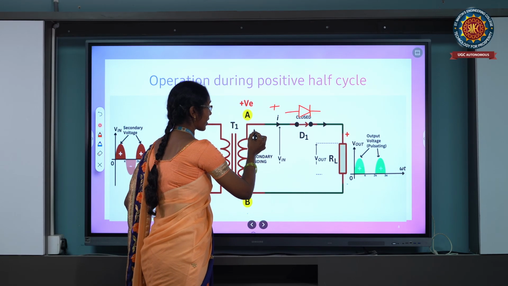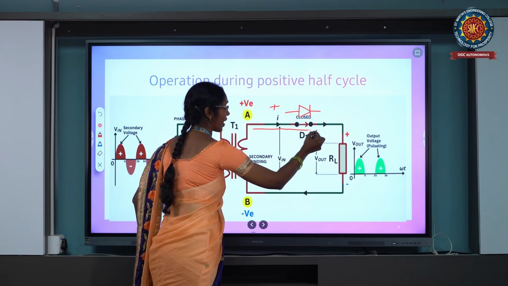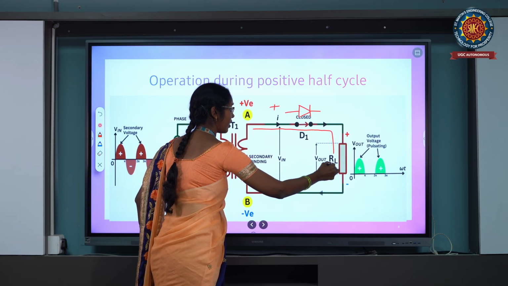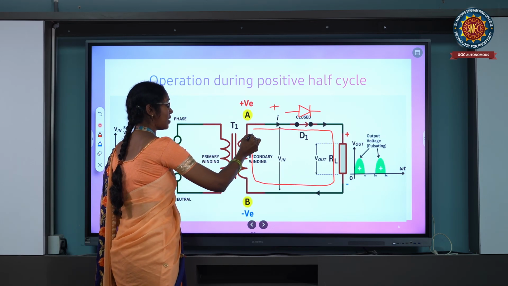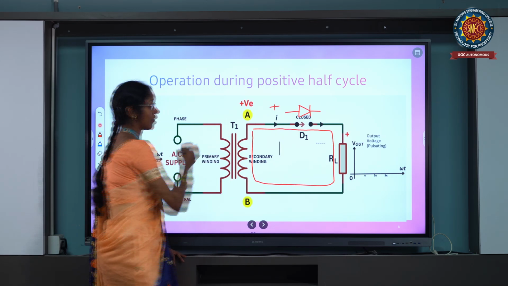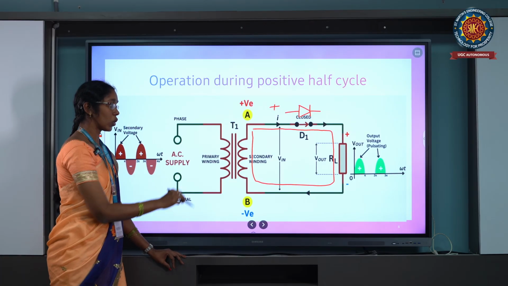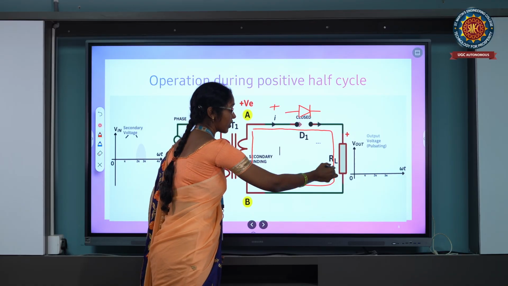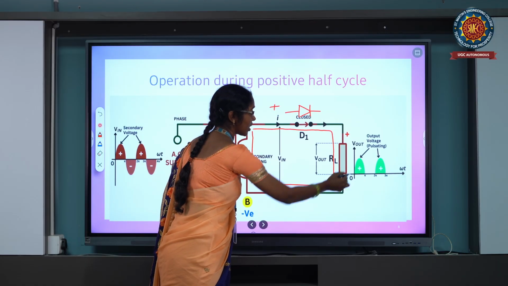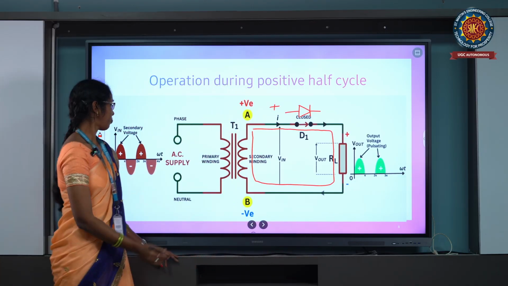Due to that, the current flow starts from terminal A through diode D1, the load resistor, and through the B terminal, and it flows in the secondary winding. It forms a closed loop. So during the positive half cycle, we get the output voltage as a pulsating DC.